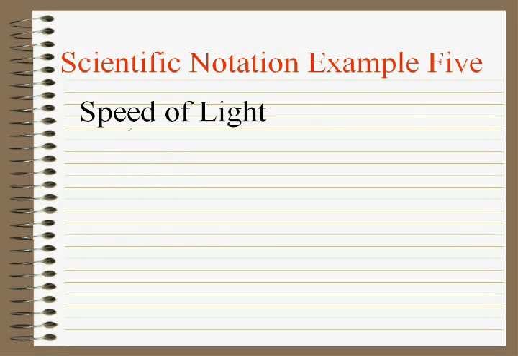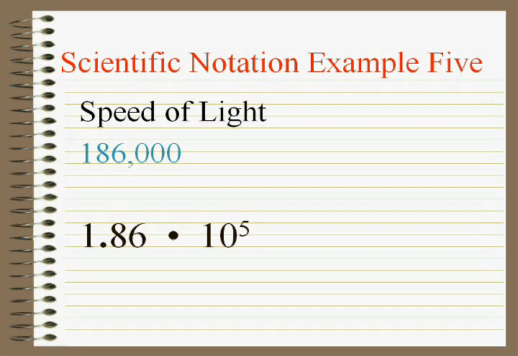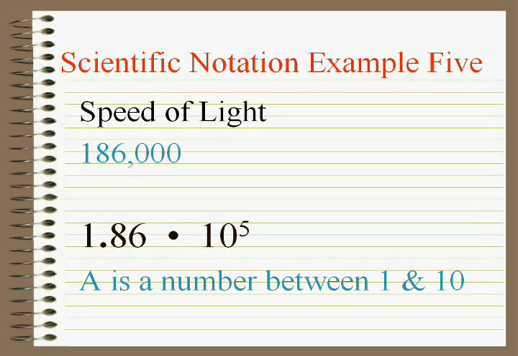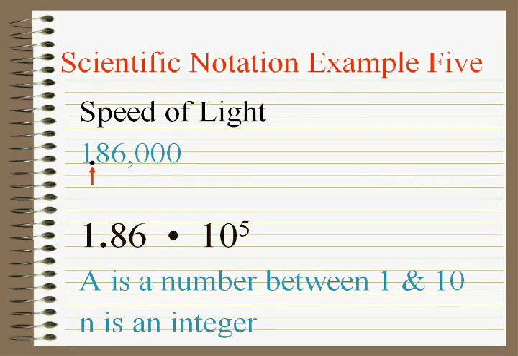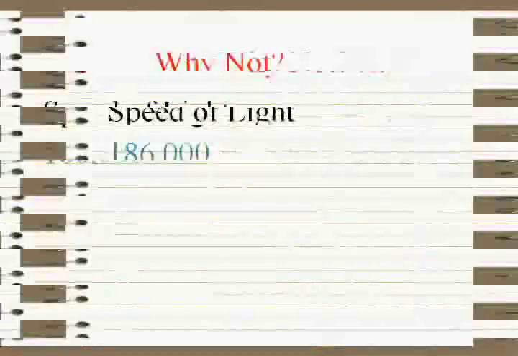So your speed of light, 186,000 miles per hour, would be 1.86 times 10 to the 5th. 1.86 is a number between 1 and 10, and 5 is an integer. Get the idea? Once again, a positive integer is yielding a very large number. We're starting with the decimal between the 1 and the 8, so we have a number between 1 and 10. And we're going over, in this case, 5 places, hence the 10 to the 5th.